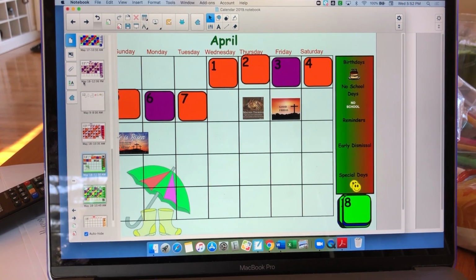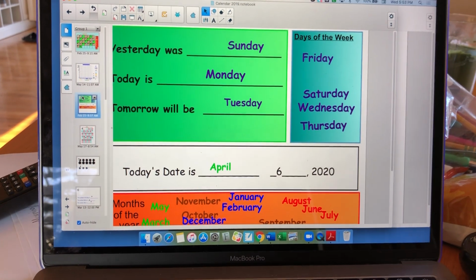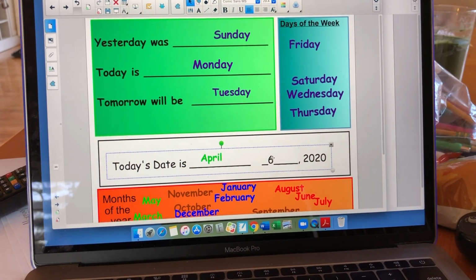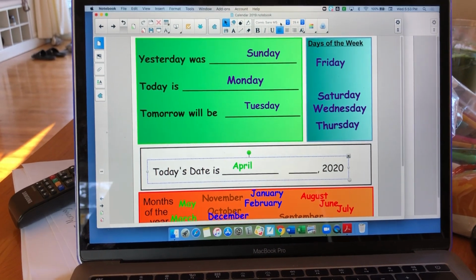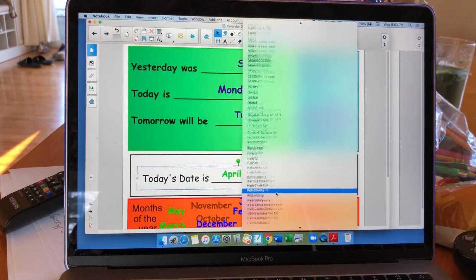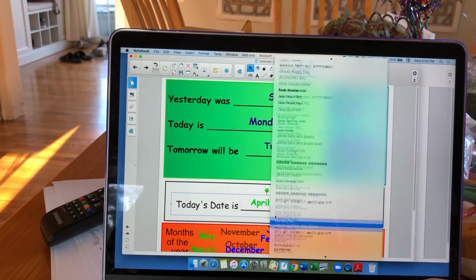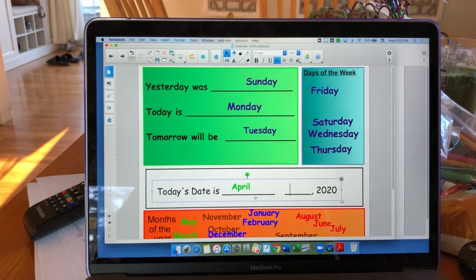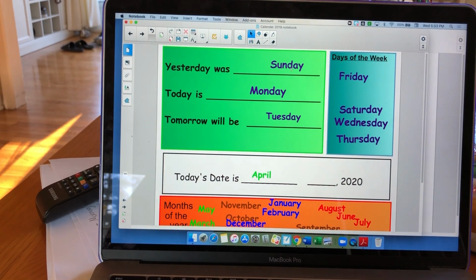Okay, let's go to our days of the week. Days of the week. There's Sunday and there's Monday. There's Tuesday and there's Wednesday. There's Thursday and there's Friday. And then there's Saturday. Days of the week.